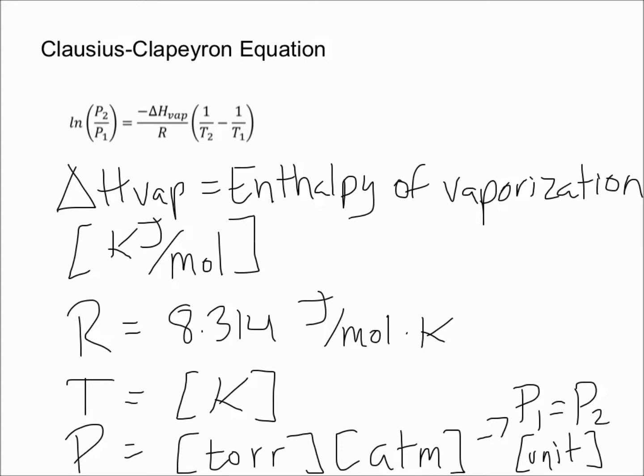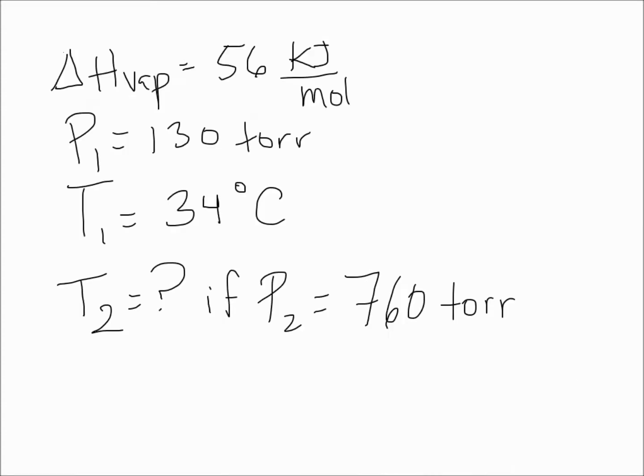So now I'll solve a problem. We have, as you can see, most of the factors. We have the enthalpy of vaporization, pressure 1, temperature 1, and the question is what is the second temperature if our second pressure is 760 torr. So basically what you have to do is just rearrange the equation for T2 and plug in all the values. As I said, the hardest thing about the equation is just rearranging it.